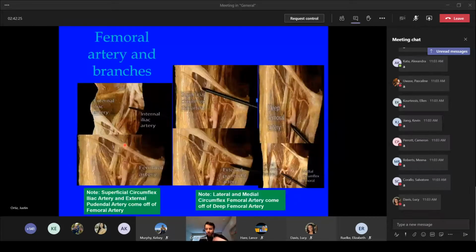Okay, so here are our cadaveric images. So this is going to be your external iliac right here.